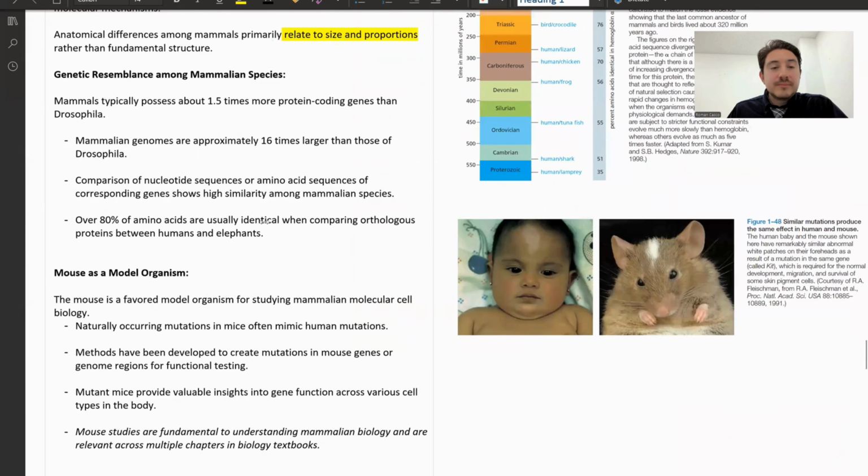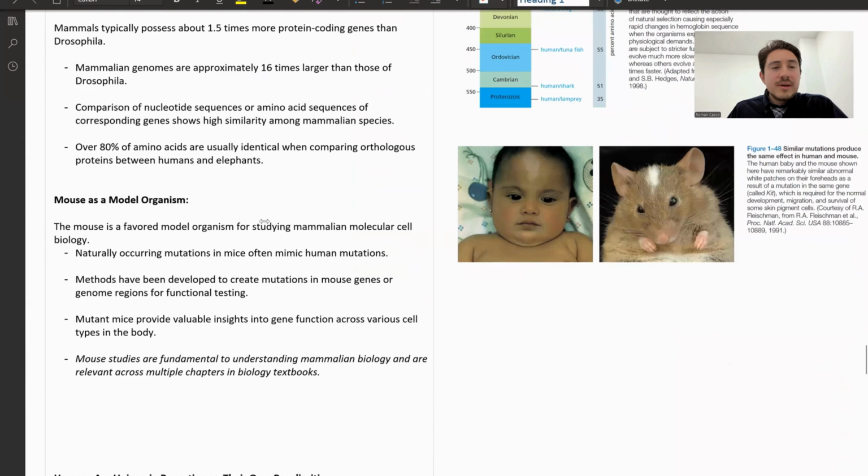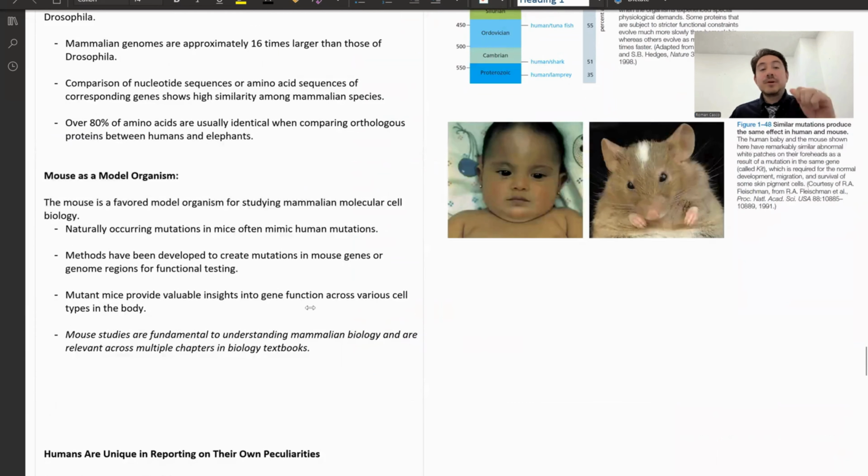All right. So, mouse as the model organism here. Yes, mouse is favored as a model organism for studying mammalian molecular cell biology. There are naturally occurring mutations in mice that do mimic human mutations. Methods have been developed to create mutations in mouse genes that could be used for functional testing of genome regions, right? Mutant mice provide valuable insights into gene functions across various cells or cell types in the body.